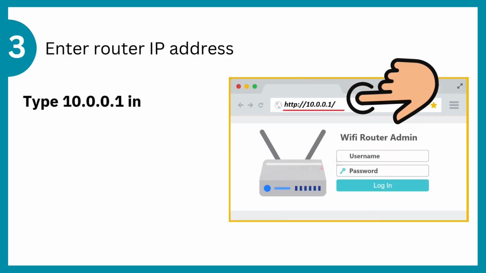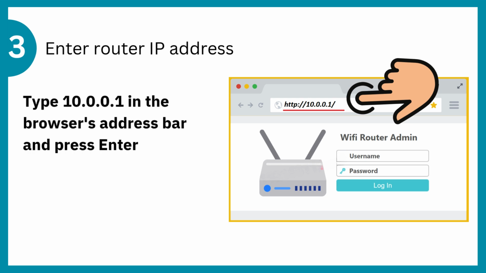3. Enter router IP address. Type 10.0.0.1 in the browser's address bar and press Enter to access the login page.